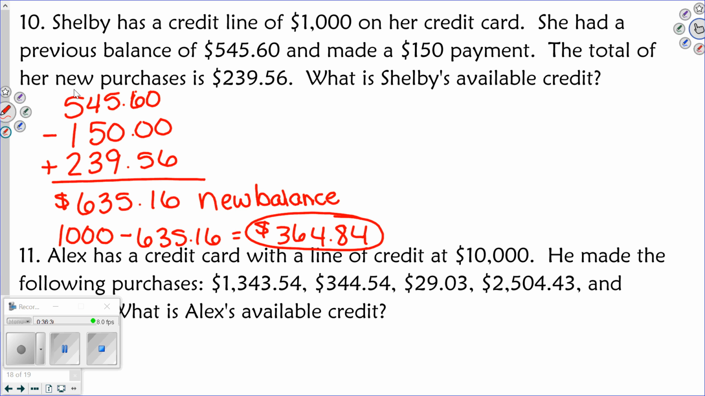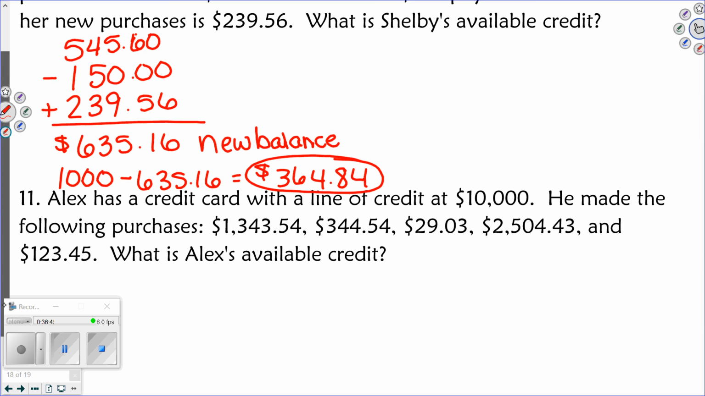All right, so that one's set up really the same as the last problem. They didn't put it in a pretty table for you. All right, Alex has a credit card with a line of credit at $10,000. That's frightening. He made the following purchases. So they listed all the things he purchased. What is Alex's available credit? What do you want to do with that? Amanda?